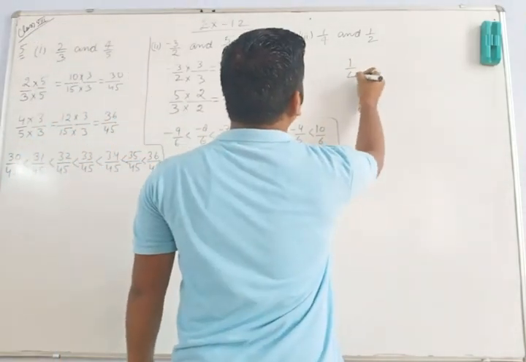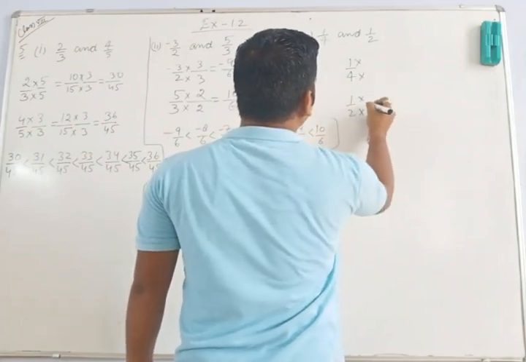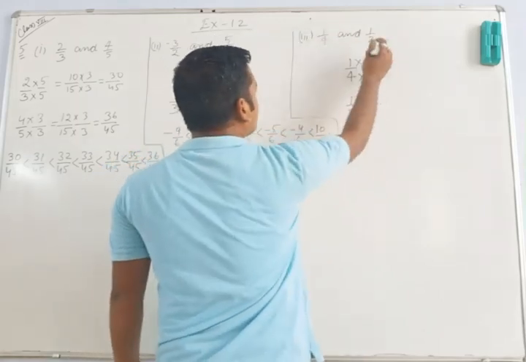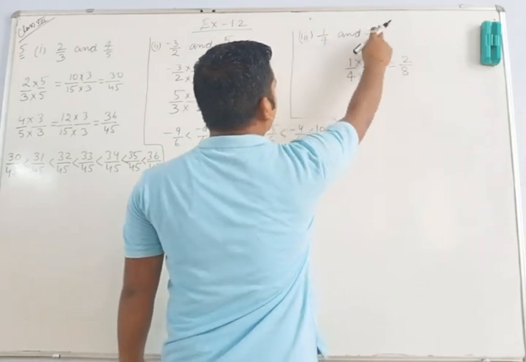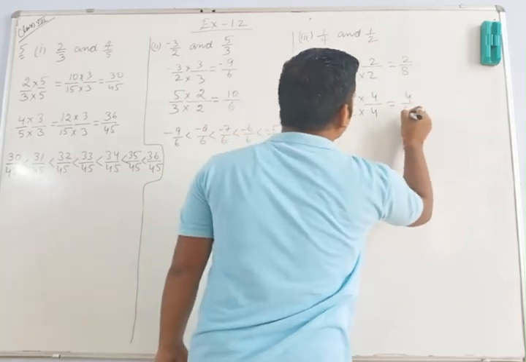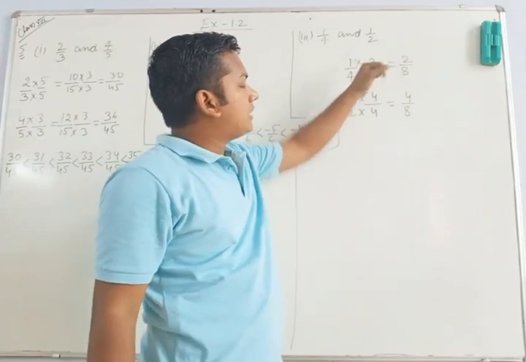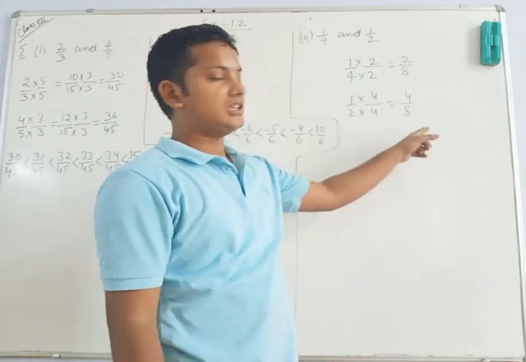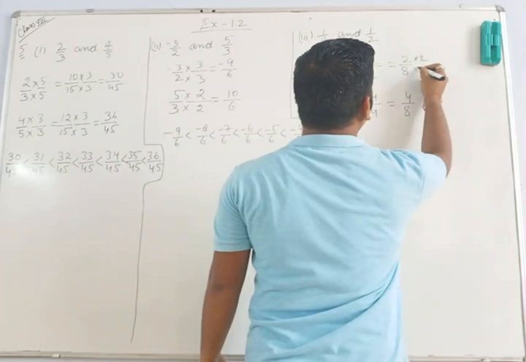Here also, at first we have to equate the denominators. For that I will multiply this one number with 2, so it becomes 2 upon 8, and this other number I will multiply with 4, 4 upon 8. Now check it. After 2 upon 8, I will have 3 upon 8, only 3 upon 8. That means I am getting only one rational number, so I have to increase it further. Let us multiply with 2.